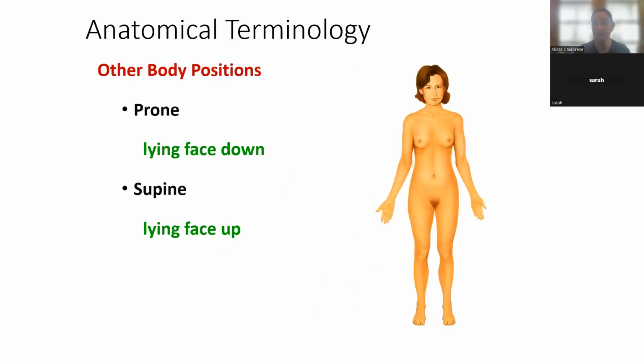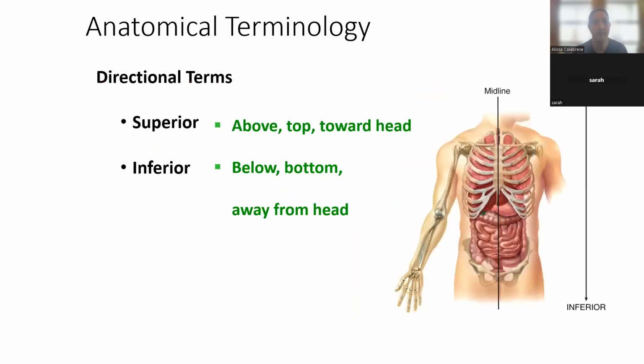All right. So standard anatomical position is our reference point, but clearly there are other body positions. We refer to someone laying face down as being prone, someone laying down face up as being supine. And then considering standard anatomical position, we can use directional terms to describe where things are in the body. Superior is anything above or towards the top. Inferior is anything below or towards the bottom.